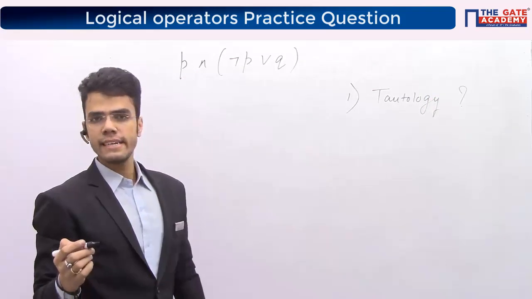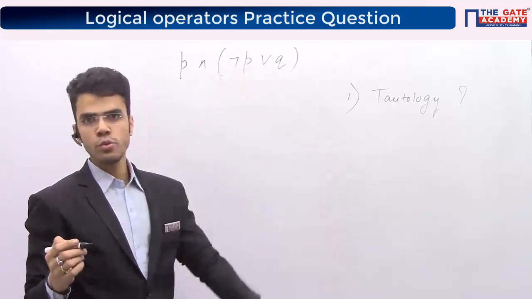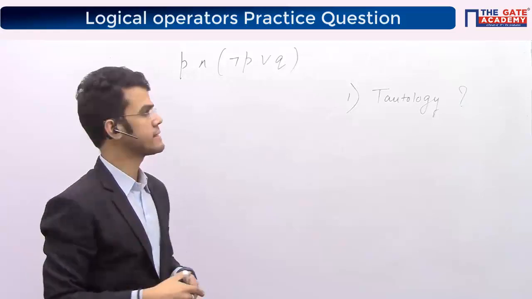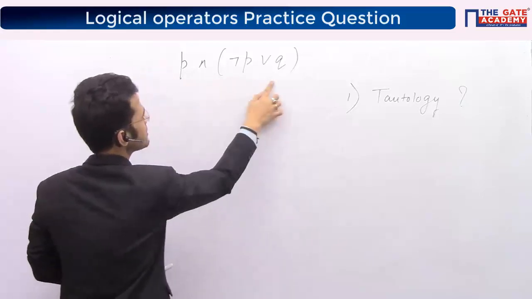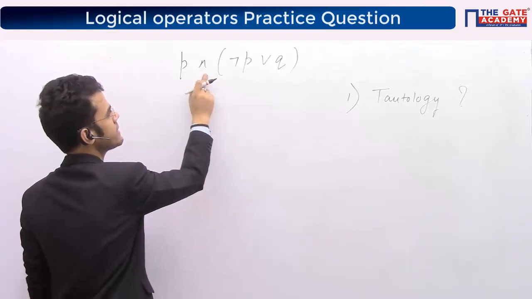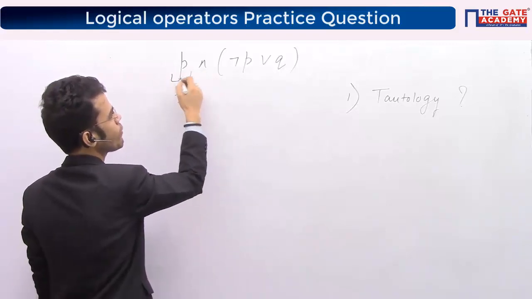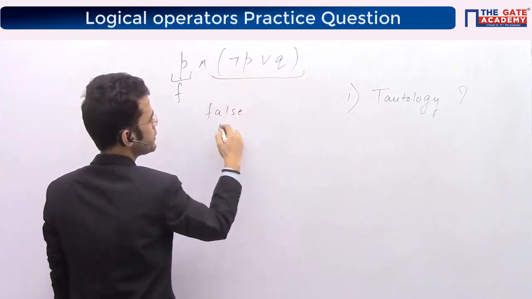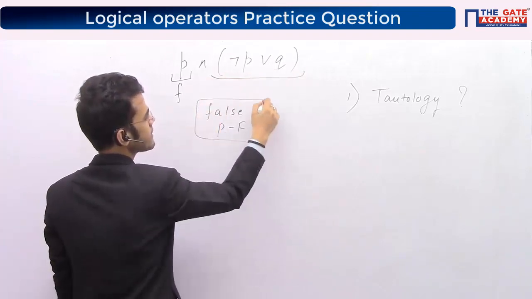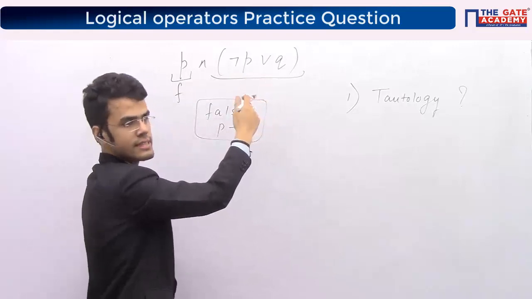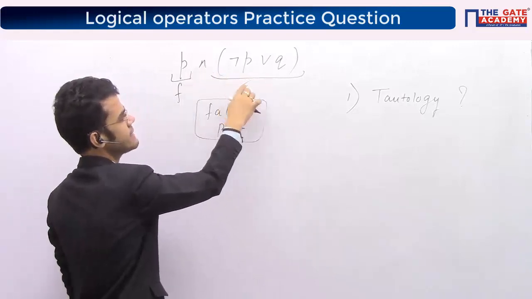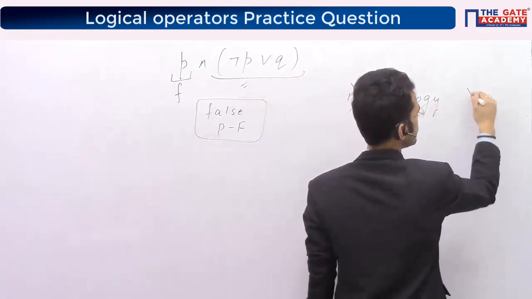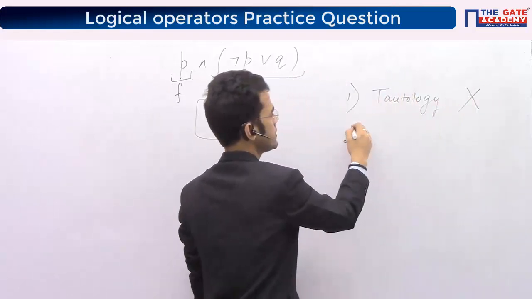For tautology, I know tautology means always true, but I cannot check for all the options. My approach is to try to generate one false case. Quickly, how can I make it false? Simple thing, the AND operator is there. If you put P to be false, false and anything will give me false, so the entire expression becomes false. So obviously I am getting one false case, so it is not a tautology. First option is wrong.